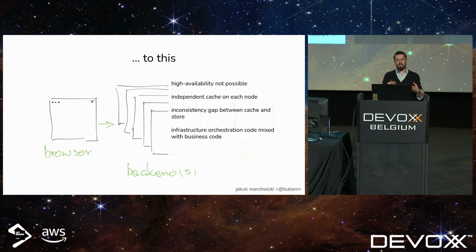We have independent caches on each of the nodes. That's how Caffeine works, that's how Google Guava Cache works. And we keep getting this inconsistency between cache and storage. Not to mention the mixture of orchestration and business code within our application. That's not something I as an engineer or as a programmer would like to see in our code.